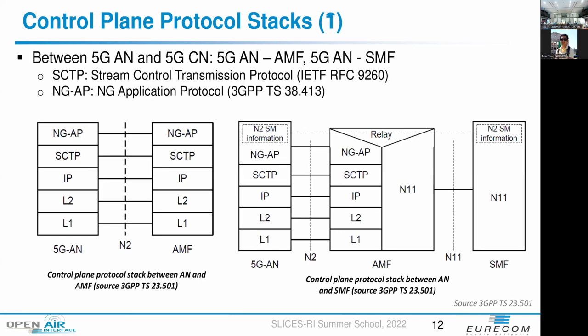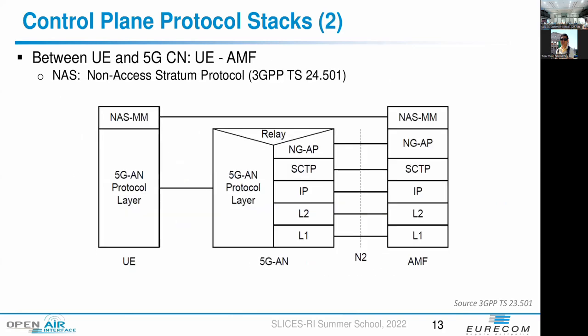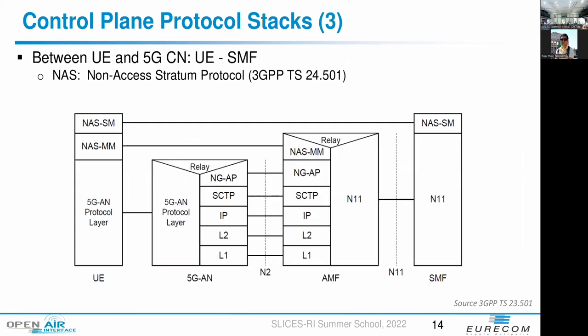And here you can see the protocol stack for the NAS. Again, it's between the UE and the AMF, and it's transparent to the gNodeB or access network. That is only for the mobility management part. Then you have the session management part, which is actually between the UE and the SMF, and it's transparent to the access network.